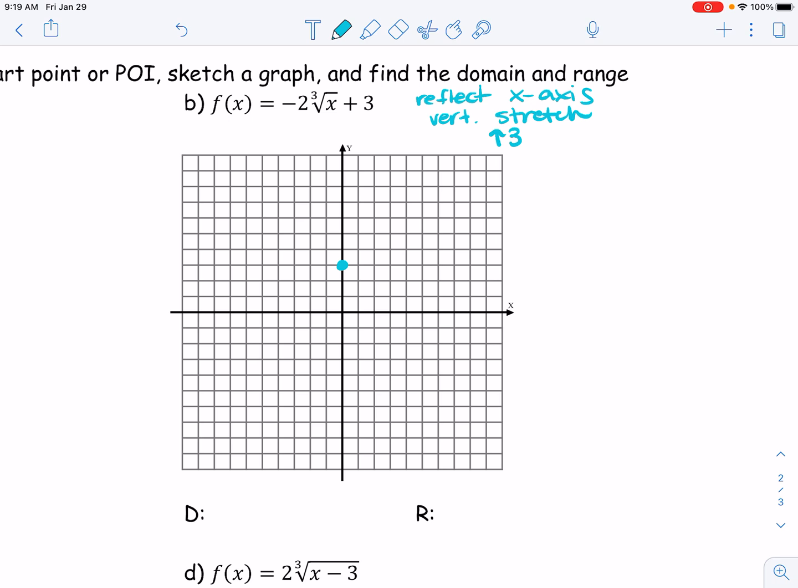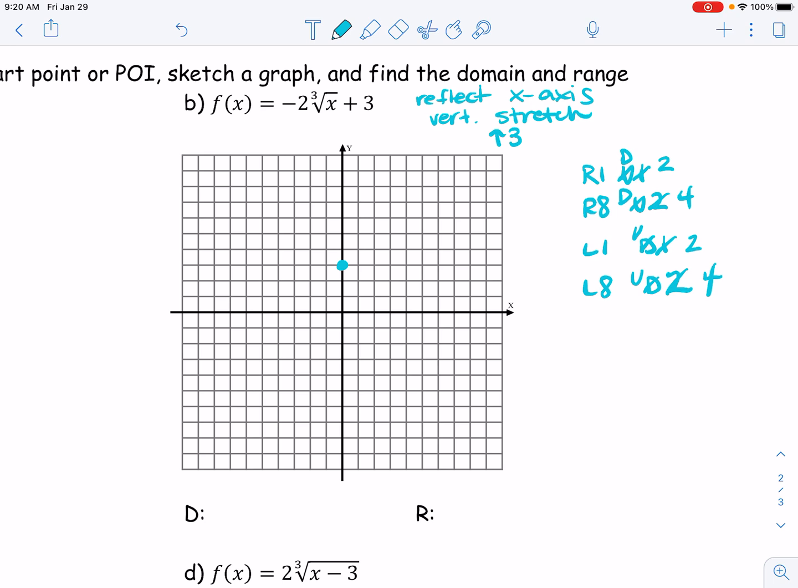Normally we would have gone right 1 up 1, right 8 up 2, left 1 down 1, left 8 down 2. Let's write that out. The reason I'm going to write this out is because we have a reflection and a stretch. Reflecting over the x-axis means what was up is now going down. What was down is now going up. Vertical stretch means these numbers also get multiplied by 2.